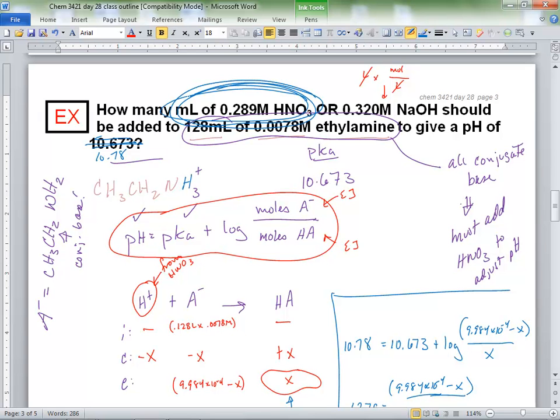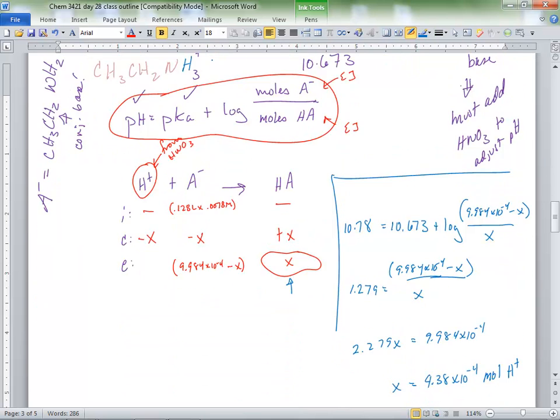Right? 1.279 times x equals this minus x. Add x to both sides, that becomes 2.279 equals that number. Then just divide. So this becomes 2.7? Yeah, don't you have an x there? Right. You have to add an x to it. So do you see how to finish this?